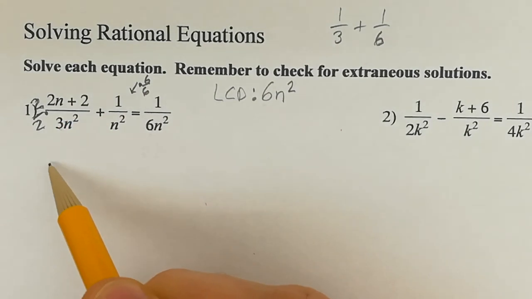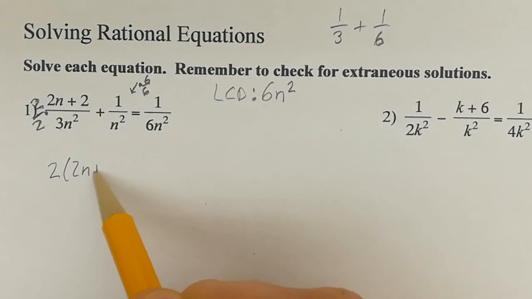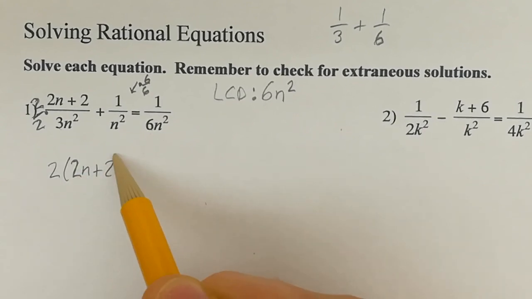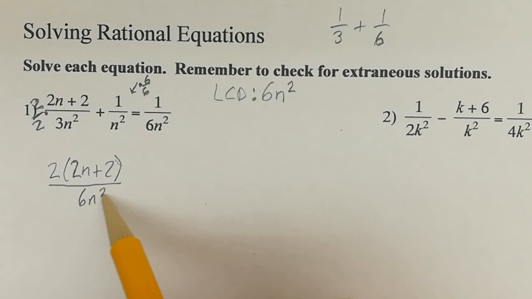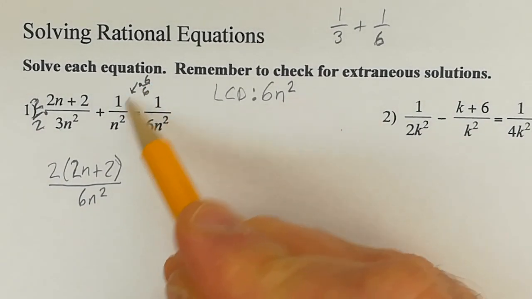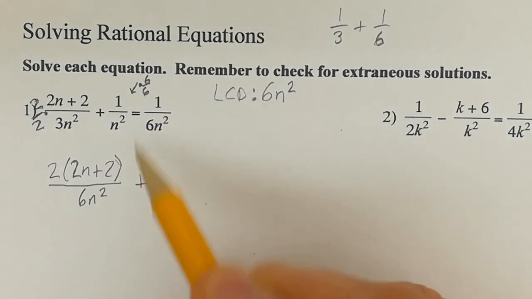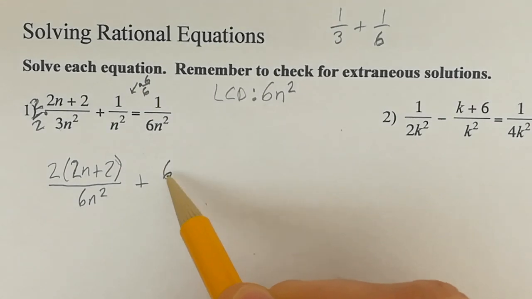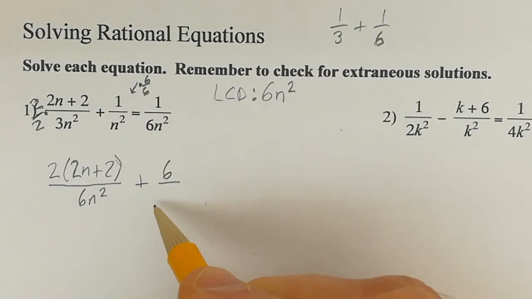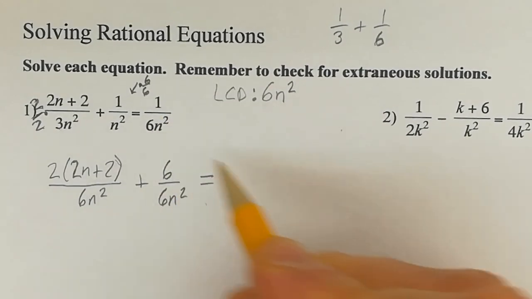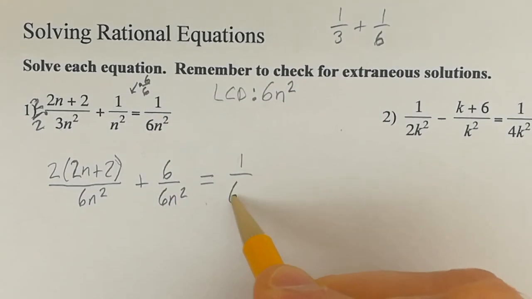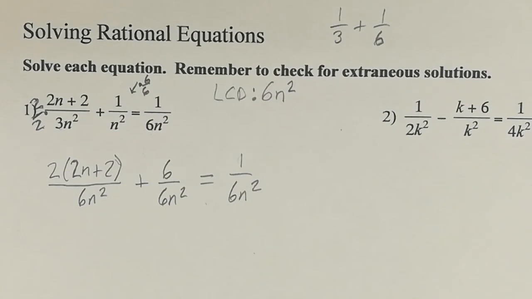So I'll end up with 2 times 2n plus 2, a lot of 2's there, over, again, 6n squared. And then this one gets multiplied by 6 over 6, so I'll have 6 times 1 is 6, and 6 times n squared is 6n squared, like I want. And then the other fraction over here didn't have to get multiplied by anything. All right, so now I have this.